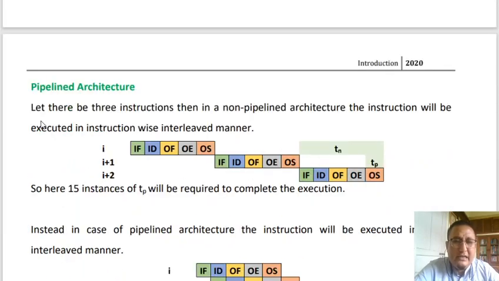Now, to further understand pipelined and non-pipelined architecture, let us consider the execution of 3 instructions: I, I plus 1, and I plus 2.